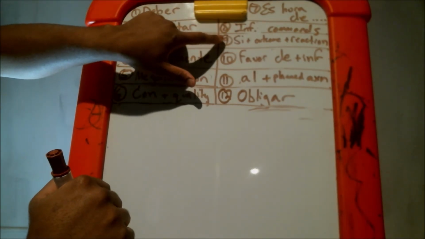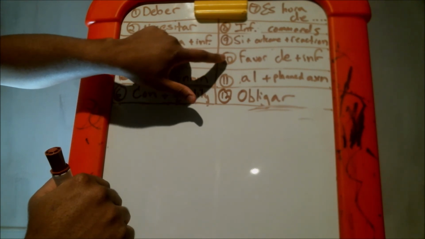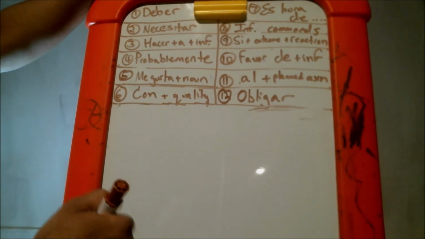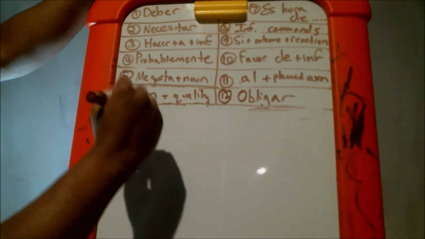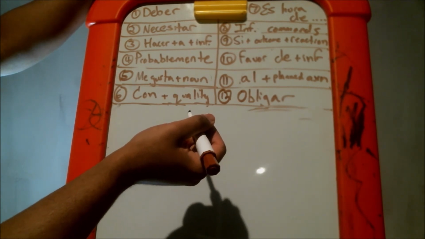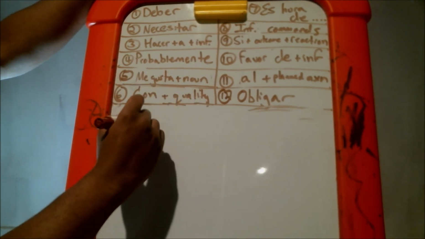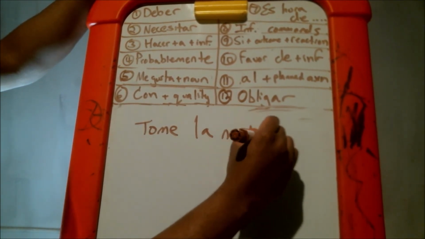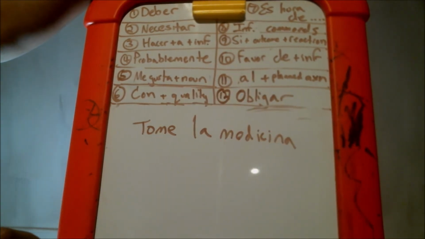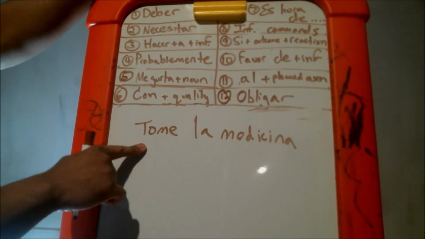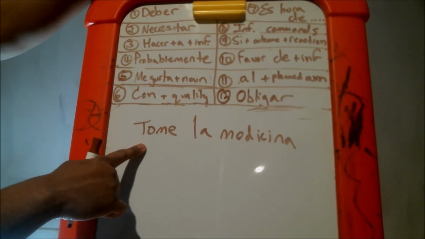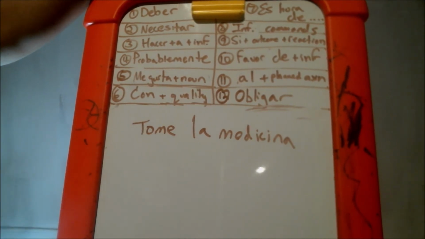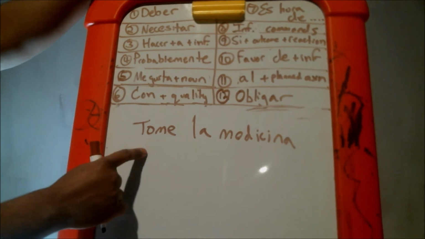I am going to skip number 9 for now and come back to it. I want to get number 10 because number 10 is in the same family as number 7 and 8. It's replacing a command. Watch this. If I were to tell you to do something, like if I were to tell you, tome la medicina. Take the medicine. Tome is from the verb tomar, which means to take. It means take as if you're ingesting something like water or medicine, right? Tome la medicina. I'm giving you a command. Take the medicine. This is subjunctive.